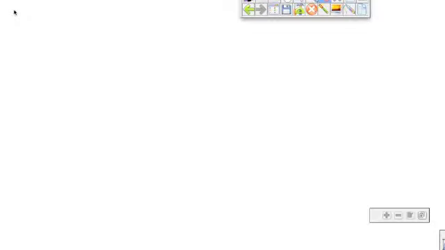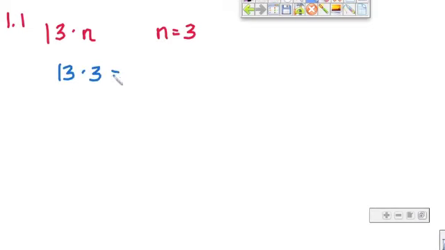We're going to do lesson 1-1 today. Now 1-1 is on evaluating expressions. So if I tell you that you have a problem that says 13 times n, and then I tell you that n equals 3, what we're going to do is substitute in that value for n. So instead of 13 times n, we're now going to make it 13 times 3. And then when you multiply those two together, you're going to get 39.